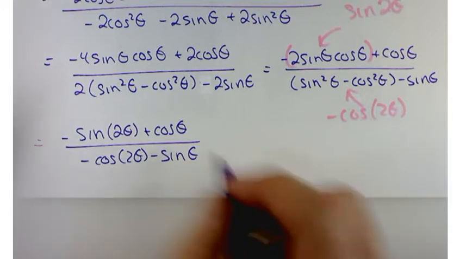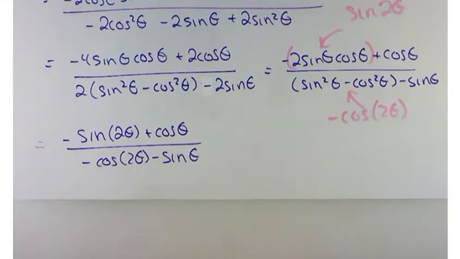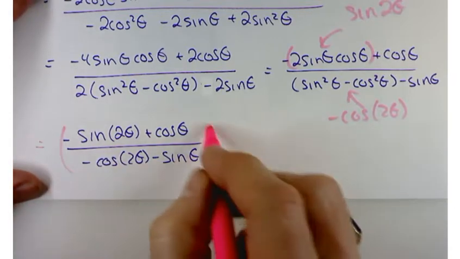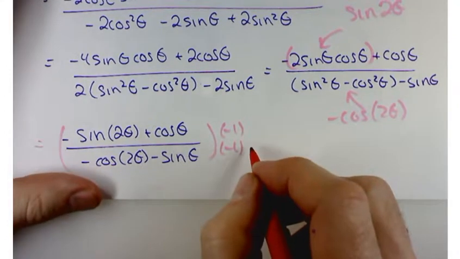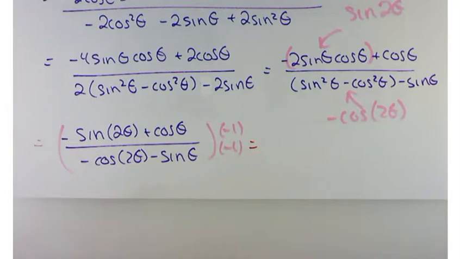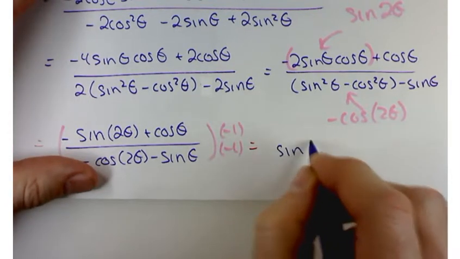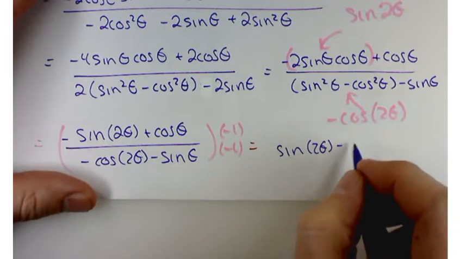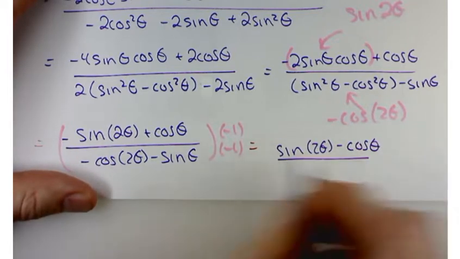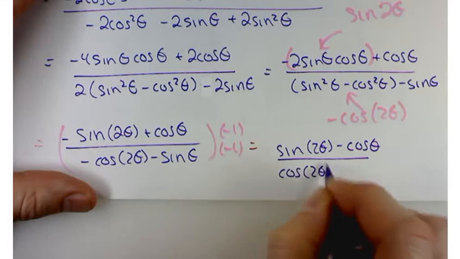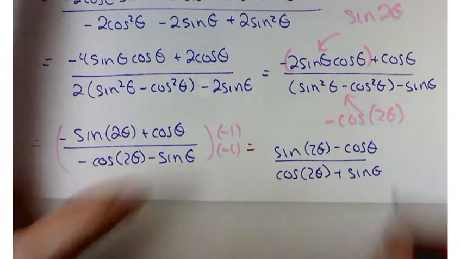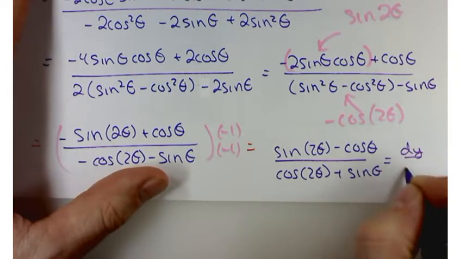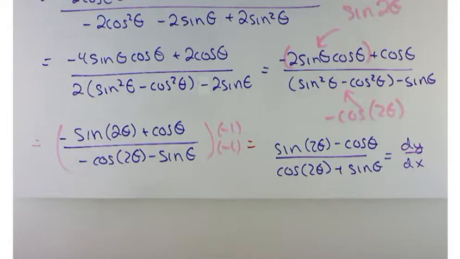You could actually multiply top and bottom by -1 and finally get something that's a little bit more comfortable to put into our calculator. And that would be sine of 2 theta minus cosine of theta divided by cosine of 2 theta plus sine of theta. So, wow. This thing, somehow or another, is the slope of our tangent line.